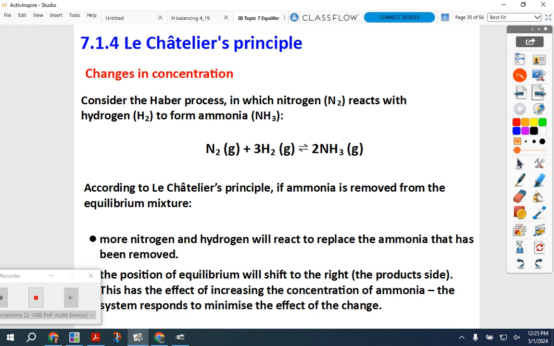If I add a bunch more nitrogen to the system at equilibrium, then the equilibrium will also shift so that I consume some of that extra nitrogen that I just added. And so we'll end up taking some of the hydrogen that's floating around and making more ammonia that way. Okay. So whatever we're removing, it's going to try to make more of. Whatever we're adding, it's going to try to use up to make the stuff on the other side. Okay.